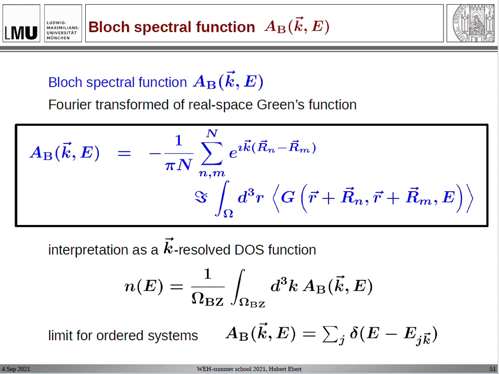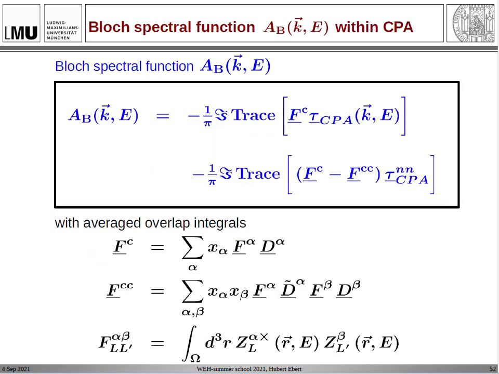And if I apply the concept to a pure system, an ordered system, I just get, for the Bloch spectral function, this bunch of delta functions. That means exactly the information the dispersion is delivering for an ordered system using a K-space method. So here are some more formulas for how this is calculated in practice, but that's not so interesting, I would say, at the moment. Let's look at an example.